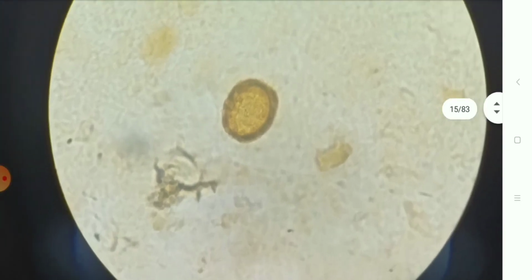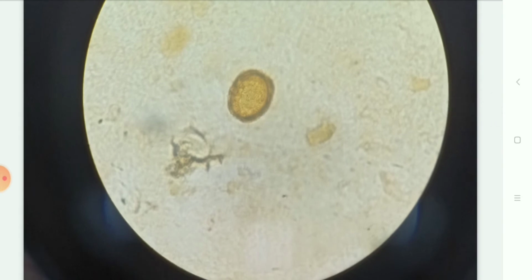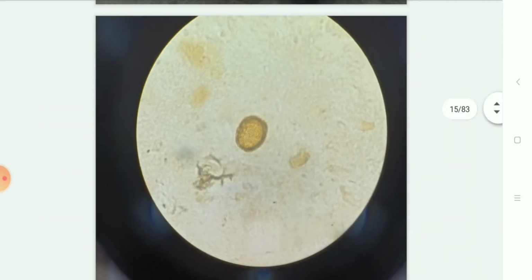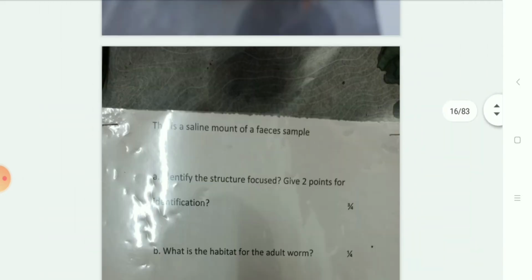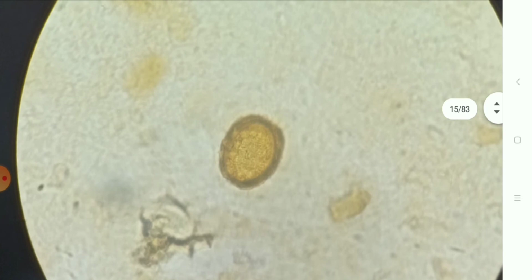Then the next slide is, as you can see here, a yellow color structure. So it is bile stained. Then what is this? The question: it is a saline mount of feces sample. Identify the structure focused. You can see the structure focused is the Ascaris lumbricoides fertilized egg. That is the fertilized egg of Ascaris lumbricoides.